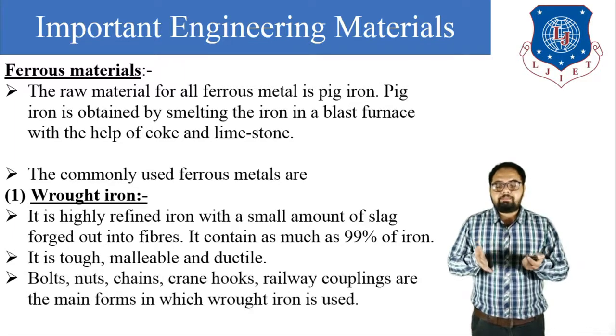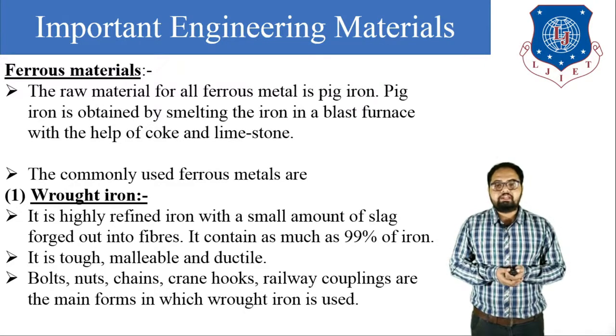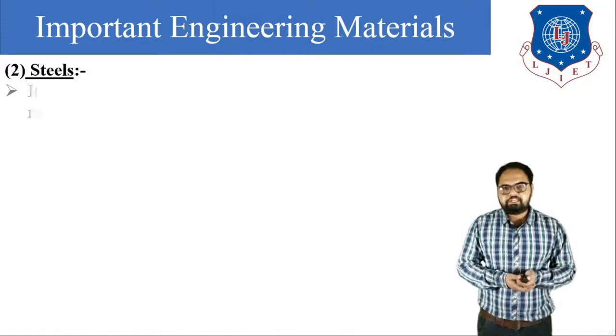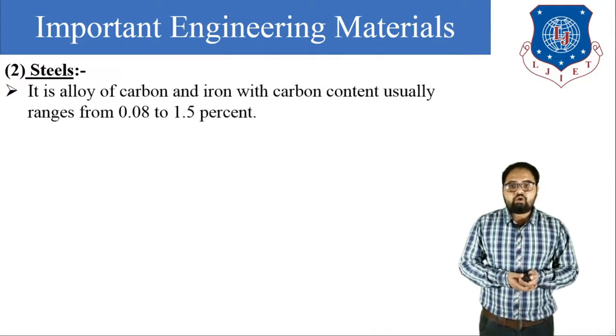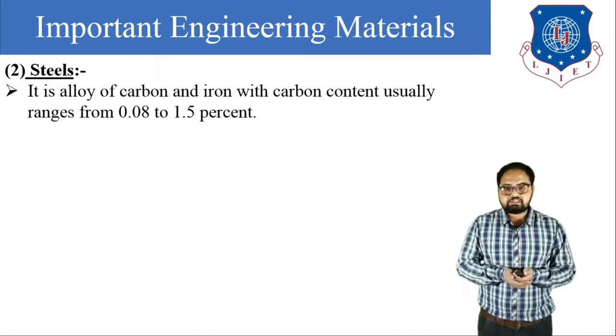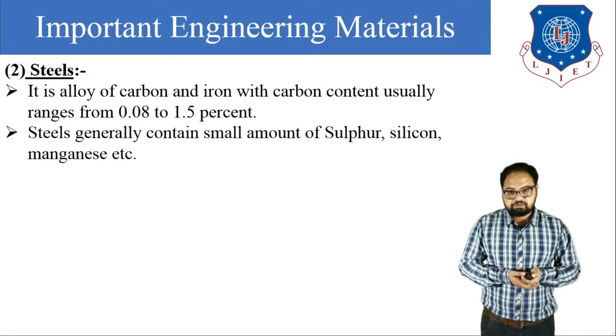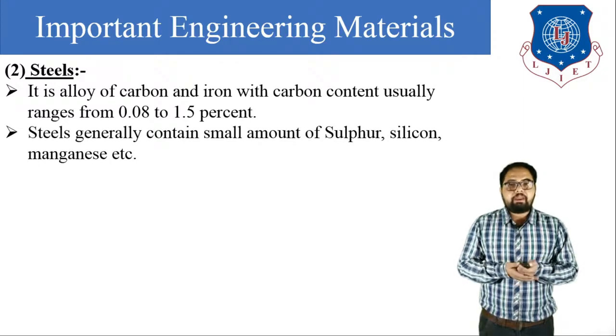Okay. And the application of wrought iron is in manufacturing of bolts, nuts, chains, crane hooks, and railway couplings; these are the main forms in which wrought iron is used. So next is steel. Steel is an alloy of carbon and iron, and we know that steel is a ferrous material, so iron is the main constituent. So in steel the iron is the main constituent, with the carbon content usually ranging from 0.08% to 1.5%. Steel generally contains small amounts of sulfur, silicon and manganese.